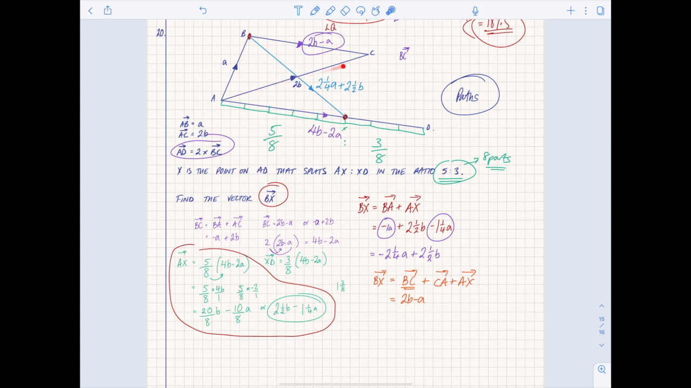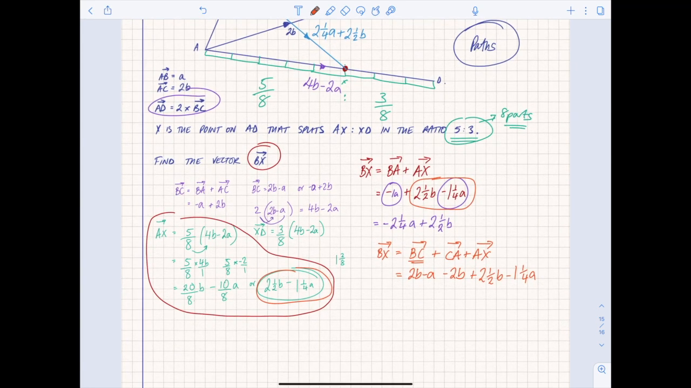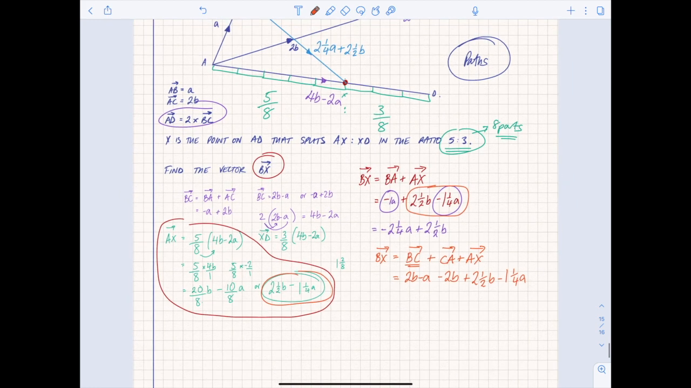C to a is minus 2b, because I'm going against the line. And then we know a to x is exactly the same as what we've got anyway, which is this bit here, a to x, or this bit here. So plus 2.5b minus 1 1/4 a. Okay, so if we then look at that, what I'm saying is when I tidy all that up, I should end up with the same as what I've got there. So let's see what happens.